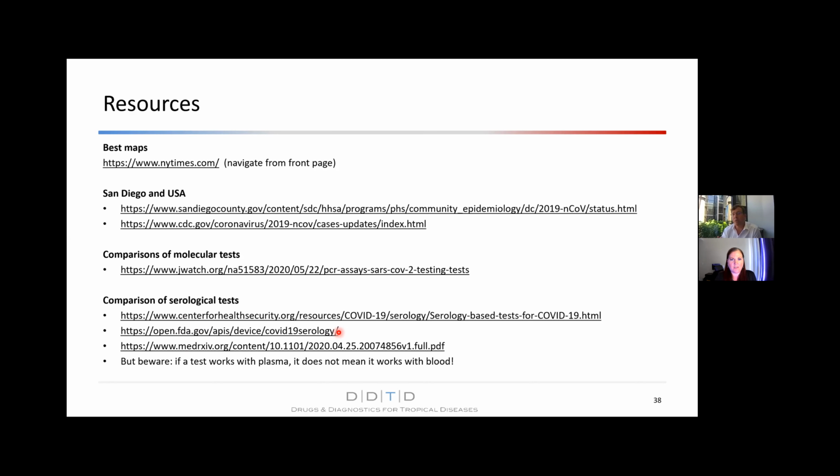Great. Maybe I'll add one more thing. If it's run on a clinical analyzer, and if it's manufactured by a big company, it's probably as good as it gets.